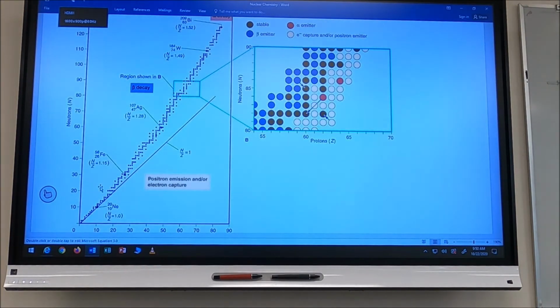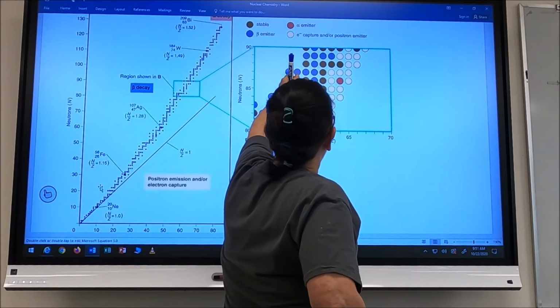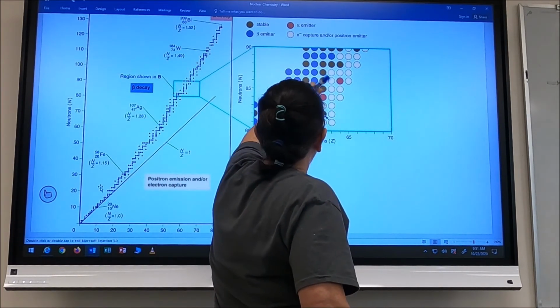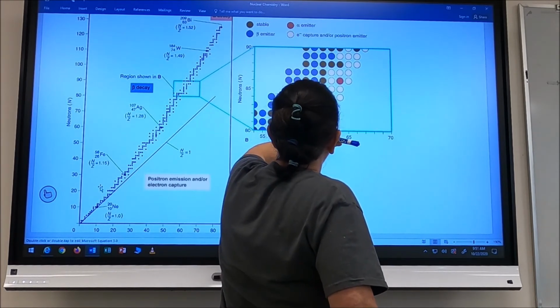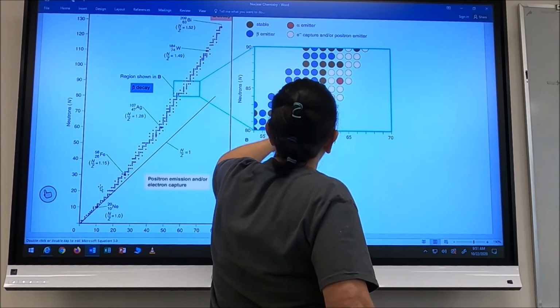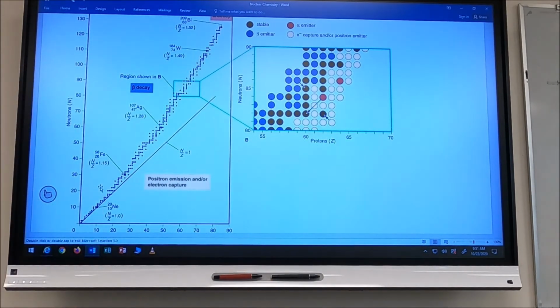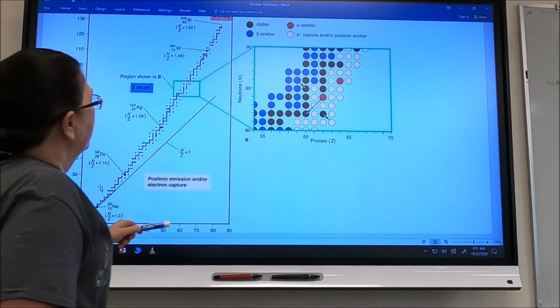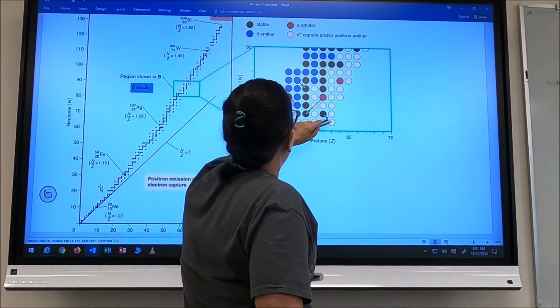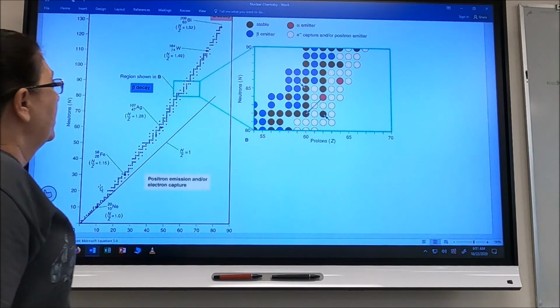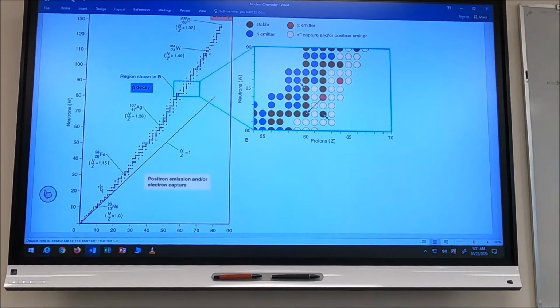Now, here's another version of this. I like this one a little better because it spells it out. Beta decay up above, positron emission or electron capture below. And it does a blow up here. The black dots are stable, and there's a beta decay moving toward a stable. There's a positron emission. So there's an alpha decay, there's a beta decay, there's an electron capture, so that we can see all the different ways that we can move to be a more stable nuclei.